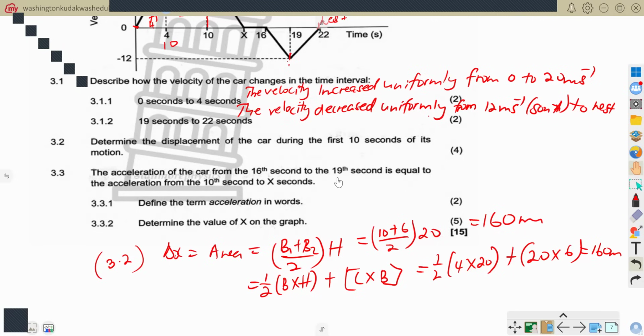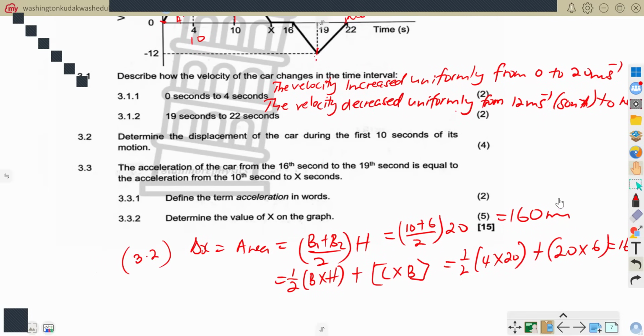Now let's see what they are saying here. They are now saying define acceleration. What is acceleration in words? Acceleration is simply the rate of change of displacement. So you would have said that acceleration is the rate of change of velocity. I think I said displacement in the first place. Correct that. Acceleration is the rate of change of velocity. So that is acceleration in words.